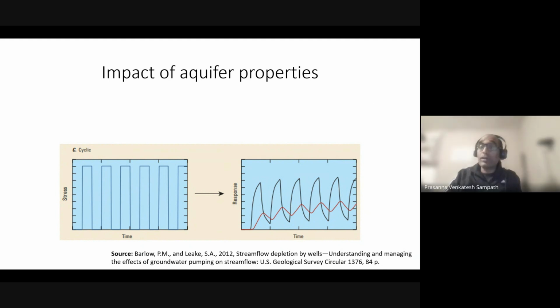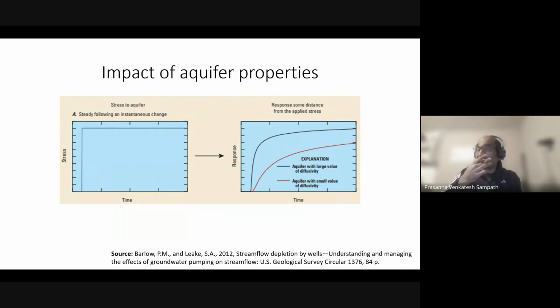Okay. Yeah. So let me just go back to the previous one. It says response some distance from the applied stress. So the applied stress is the pumping well, and response here would be drawdown, right? Otherwise it won't be increasing. If it's water level, it can't be increasing because of pumping.